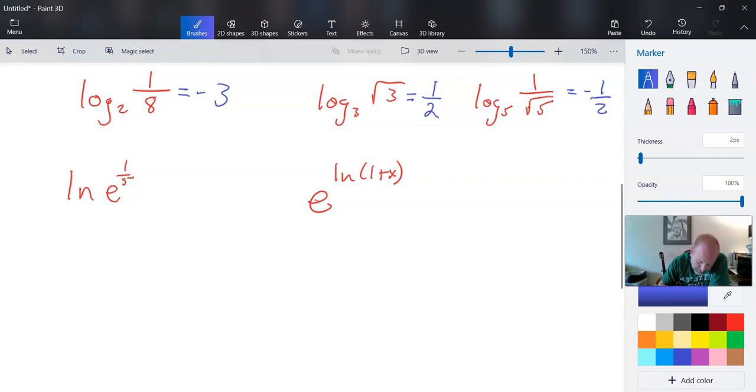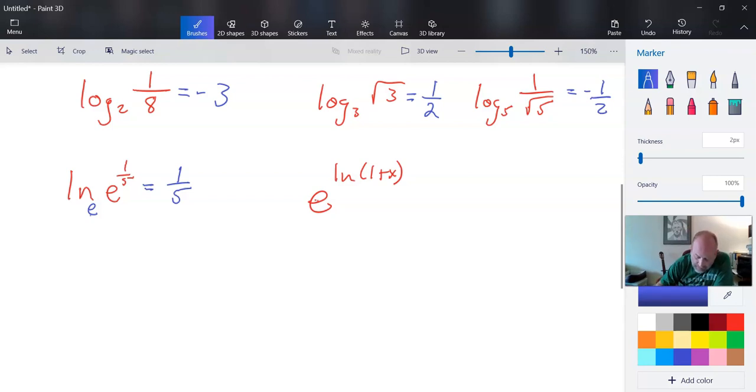Over here now, with the natural log of e to the 1/5, now this is using the inverse property, right? I'm actually composing a function with its inverse, and so I should get back whatever that exponent is. That should be what falls out of here, and it does. It's a 1/5, right? Because if it helps, you can write in a little base underneath the natural log just to remember that it's base e. And so e to the 1/5 equals e to the 1/5.